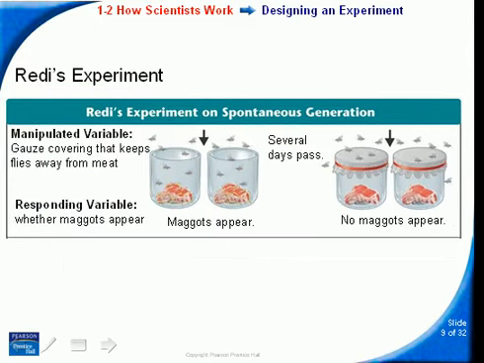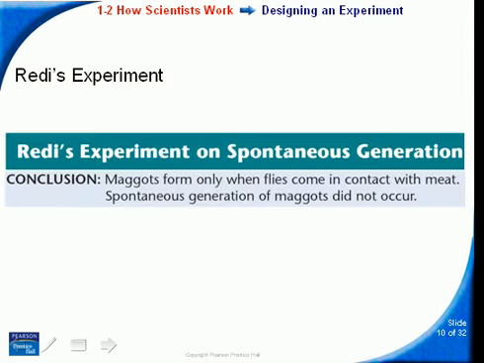You put these things right next to each other. But your manipulated variable is the covering on the jar, the gauze. And the responding variable is whether you see maggots or not. So maggots did form on the meat that was uncovered. So what his conclusion was is that maggots form only when flies come in contact with meat. Therefore, spontaneous generation is a myth. It doesn't occur.